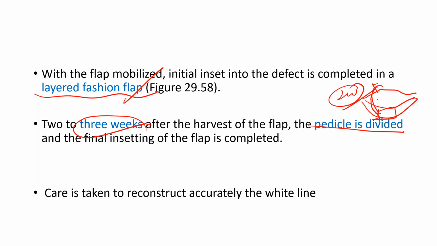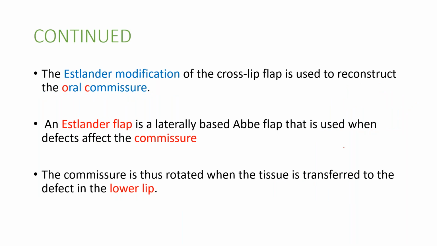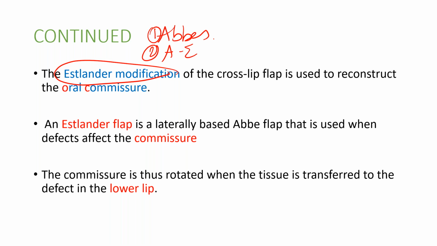So initially it is connected like this. Later on you can cut it here. Here it is taken to reconstruct accurately with a white line. So you have to reconstruct accurately. That was Abbe flap. What is Estlander modification? Previously it was Abbe flap. Now this is the Abbe-Estlander modification.